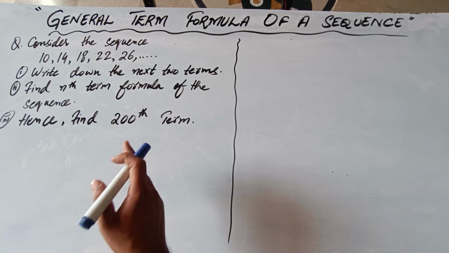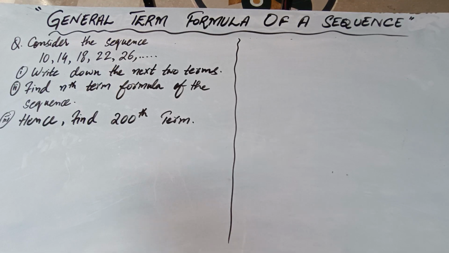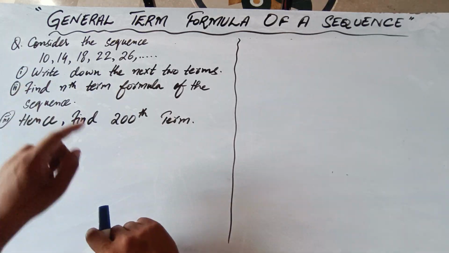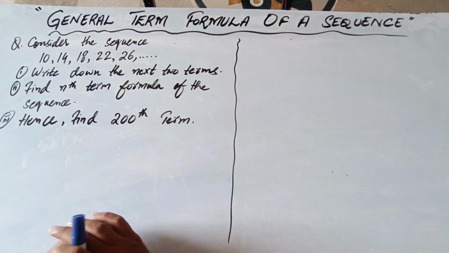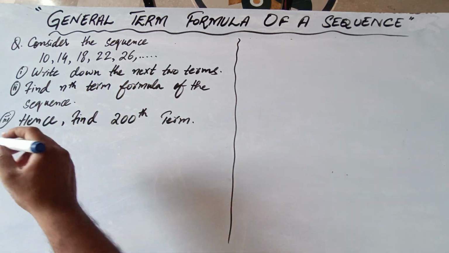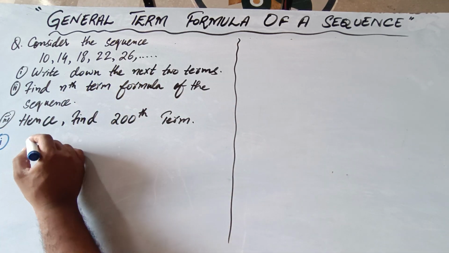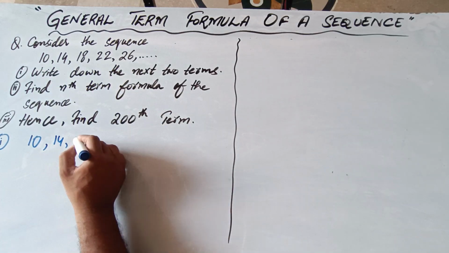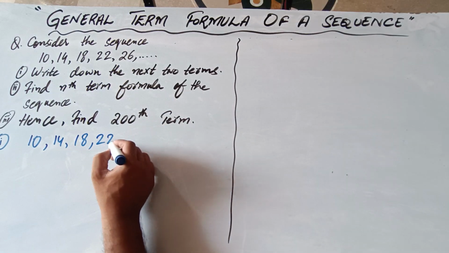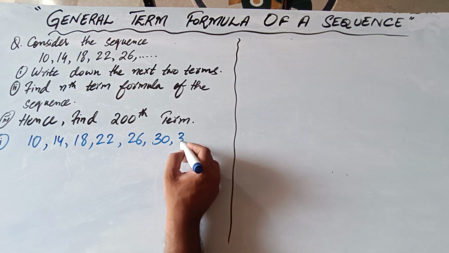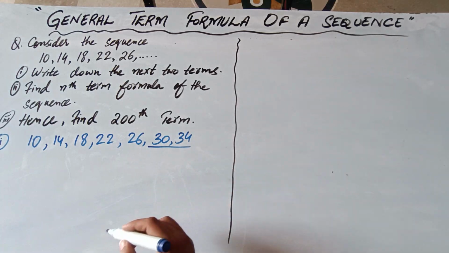Now let's look at the second question. Consider the following sequence. The sequence is 10, 14, 18, 22 and 26. In the first part, write down the next two terms. Writing the next two terms is very easy because the difference is plus 4. If we add 4 to the previous term, we get the next term. So the next terms would be 30 and 34. So these are the two new terms.